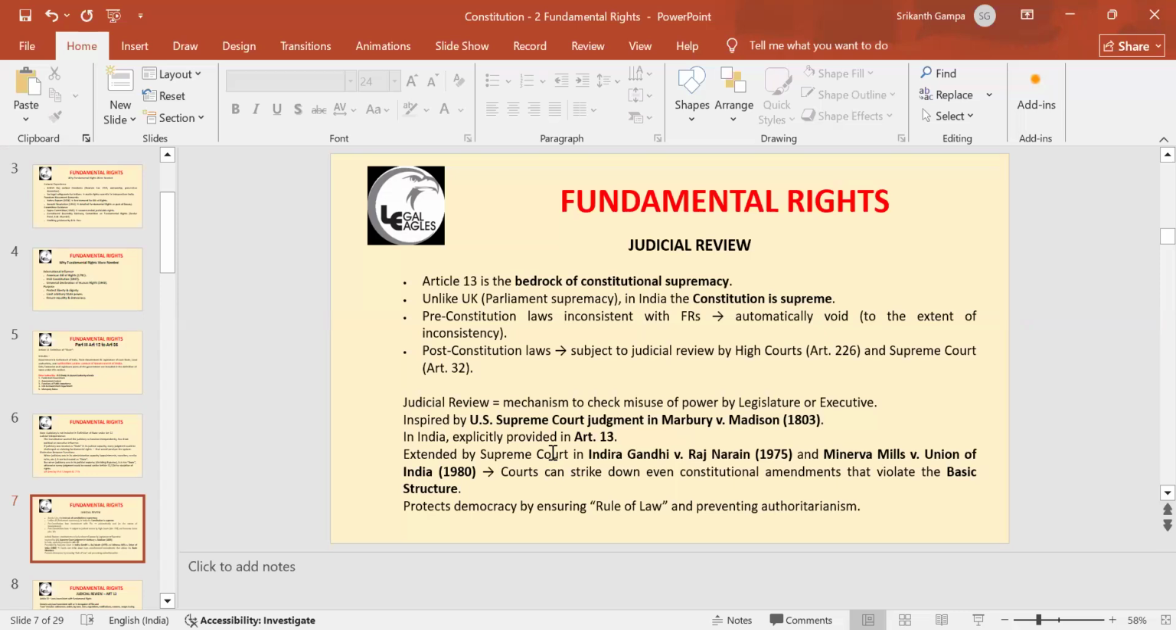The Constitution is supreme over every act. That is, the judicial review process is mentioned here. In the UK, Parliament is supreme. It will override the Constitution also in the UK. But in India, the Constitution is supreme. Here, there are two things. We will talk about those things in the next slides. Pre-constitution laws inconsistent with fundamental rights are automatically void.